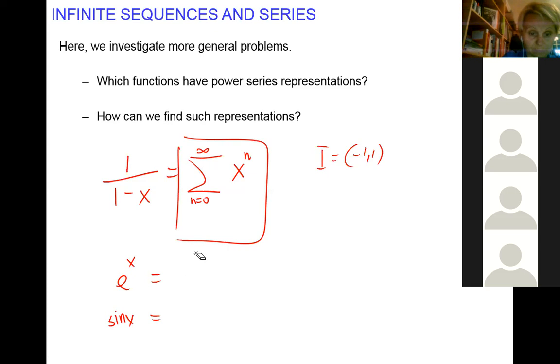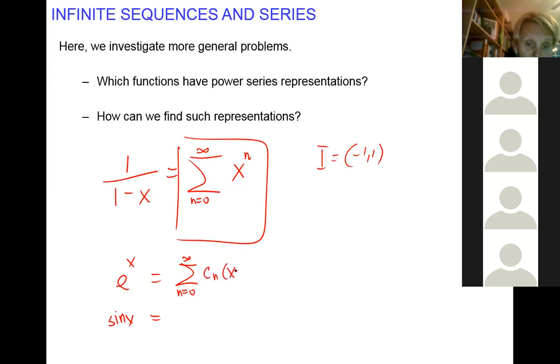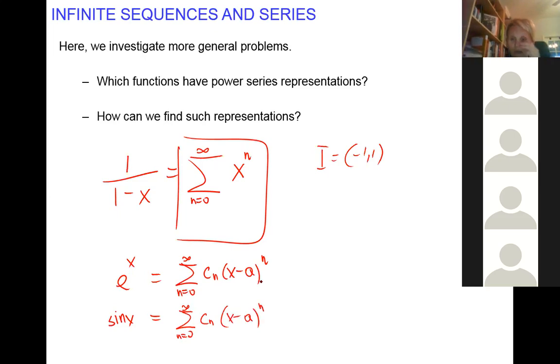Maybe I can just write the general formula: the sum of c sub n times x minus a to the power of n. Of course, the same for this one: a coefficient and x minus a to the power of n. We remember a is the center of the interval of convergence. In order to find an interval of convergence, most likely we will use the ratio test. That's what we have to do. x minus a to the power of n is always part of this power series representation.